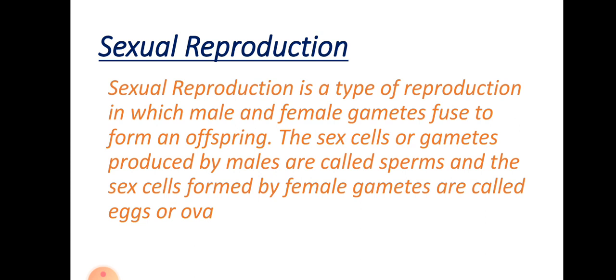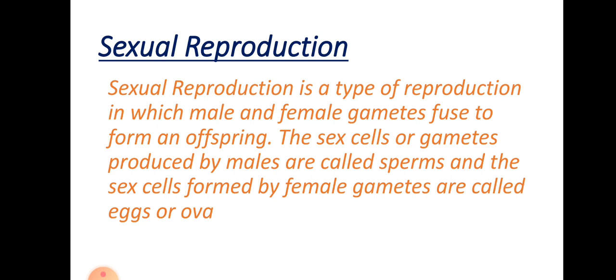But sexual reproduction is a type of reproduction in which male and female gametes fuse to form an offspring. So here we find two parents involved, one male and the other female. When the male and female gametes fuse, the sex cells produced by males are called sperms and the sex cells formed by females are called eggs or ova.